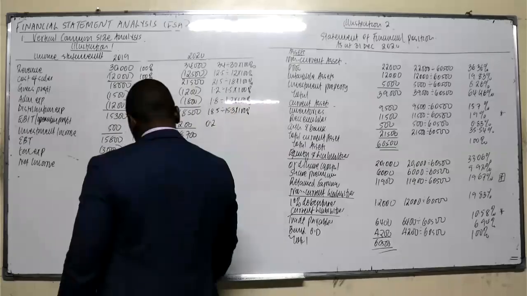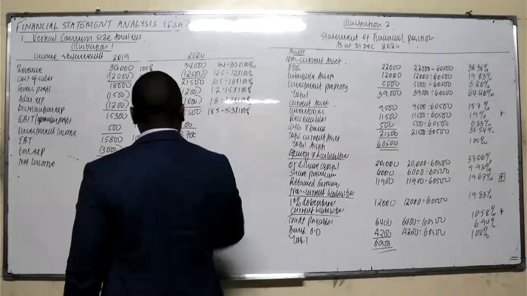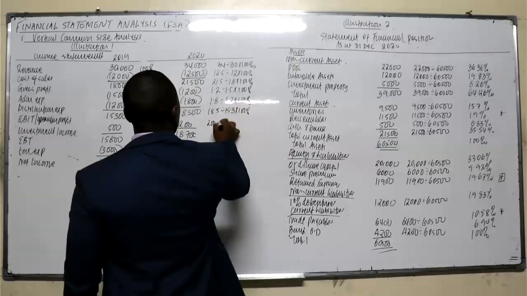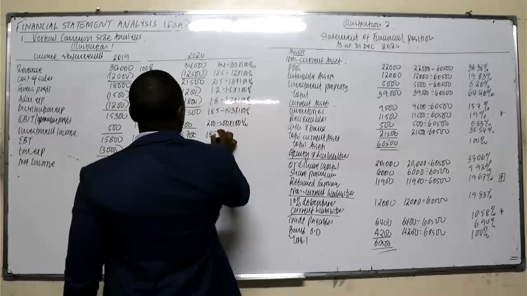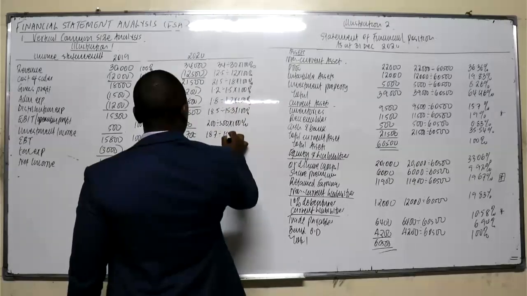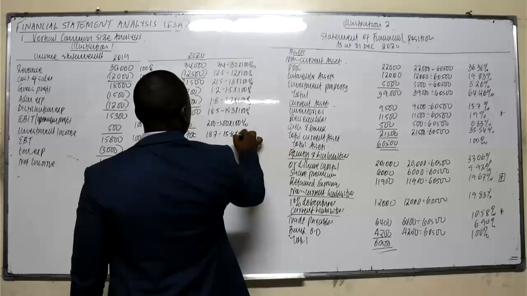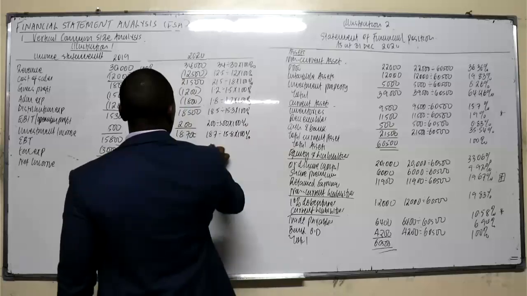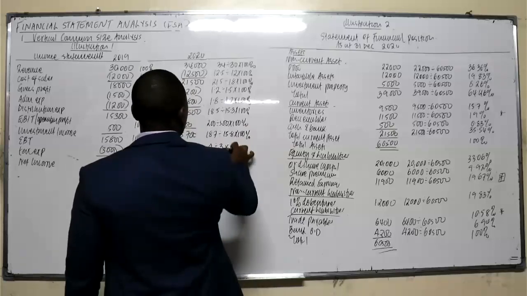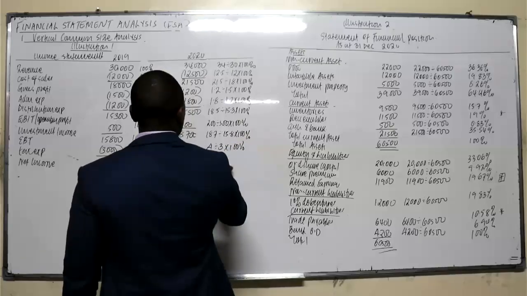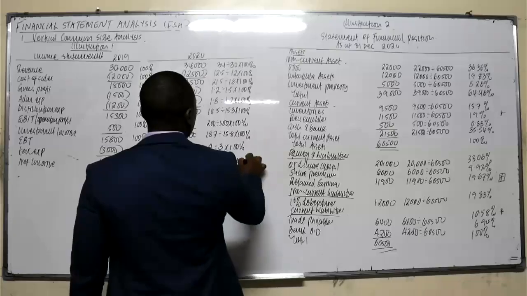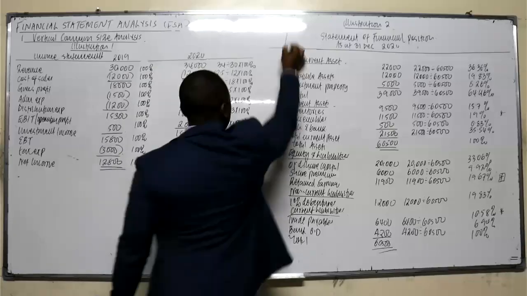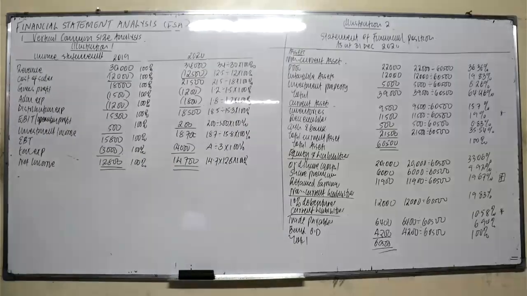0.2. Just write it the way it is. 200 over 500 times 100%. 18.7, 15.8, 100%. 4 over 3 times 100%. 14.7, 12.8 times 100%. So give me that.